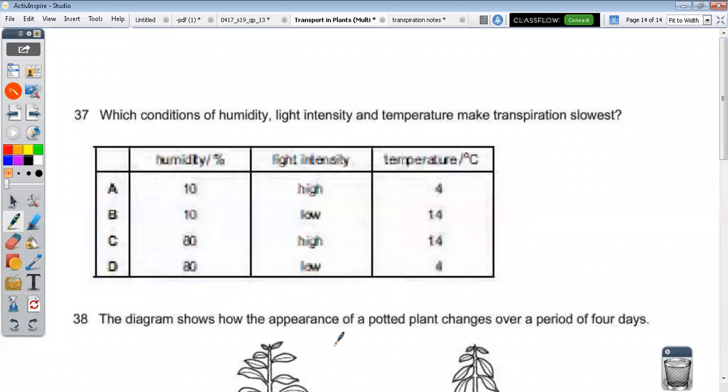Which conditions of humidity, light intensity, and temperature make transpiration the slowest? So we need the slowest. It means high humidity. Humidity has to be very high, so this is out. Light intensity has to be lower. Temperature has to be low. So that's the answer, D.